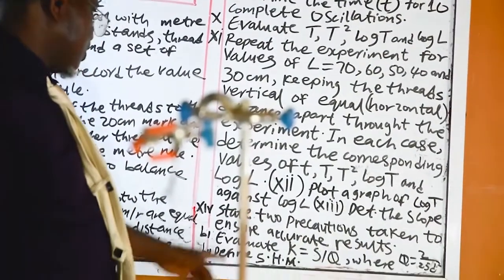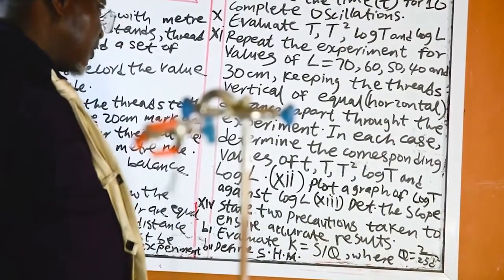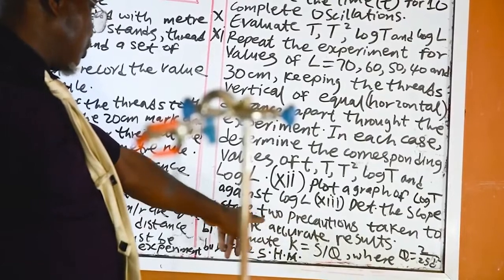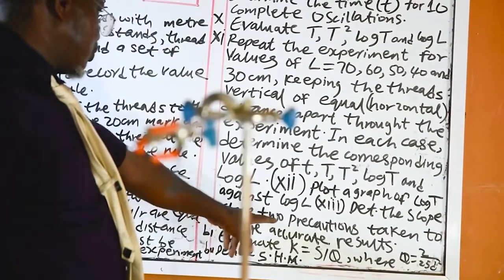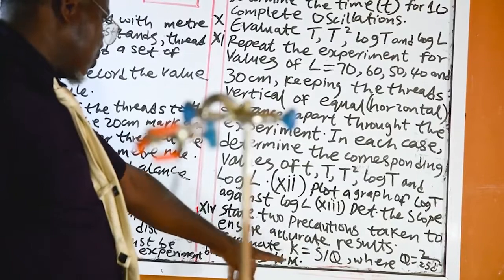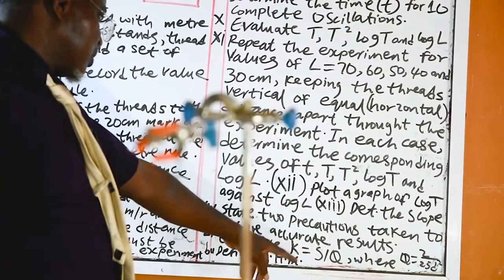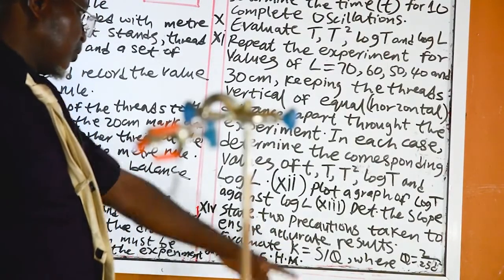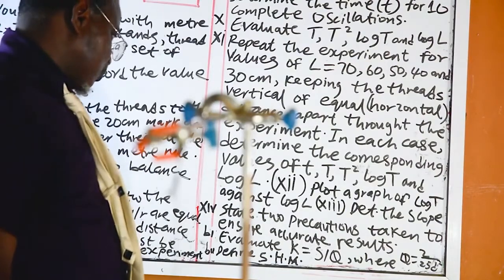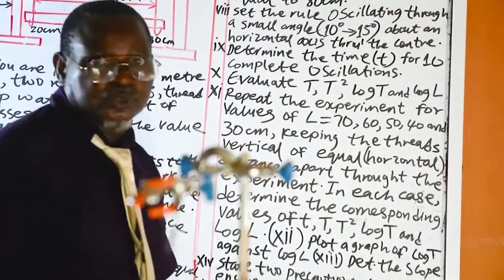Plot the graph of log T against log L. Determine the slope, and state two precautions taken to ensure accurate results. Evaluate k is equal to s over Q, where Q is equal to 12 over 25 squared. Define simple harmonic motion.